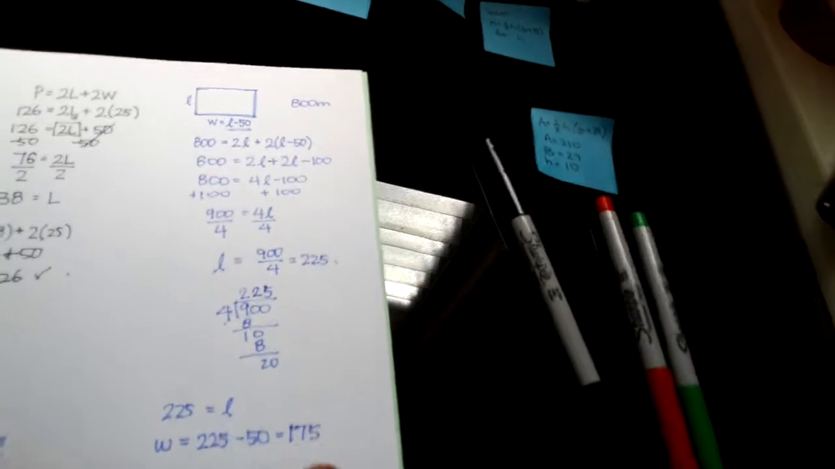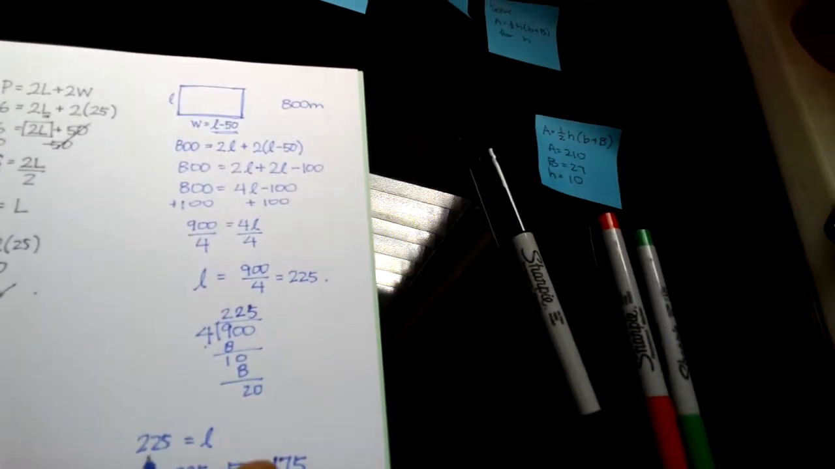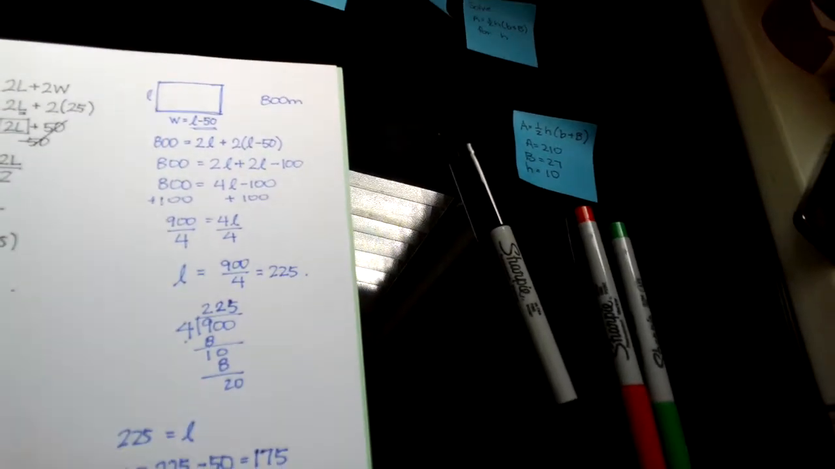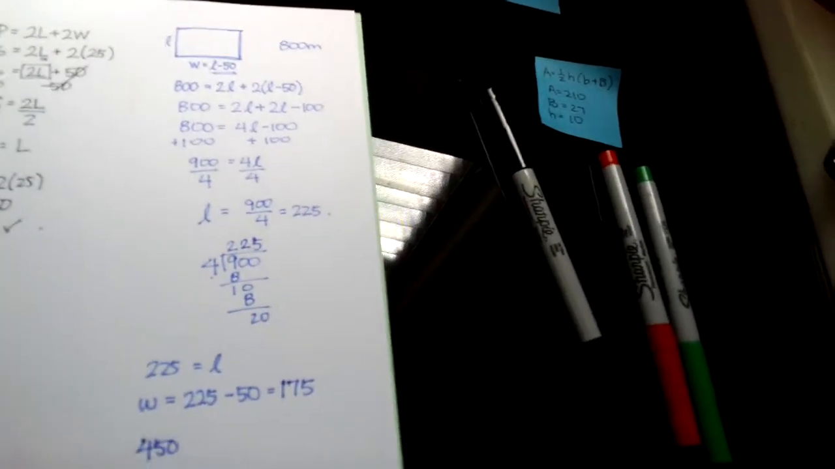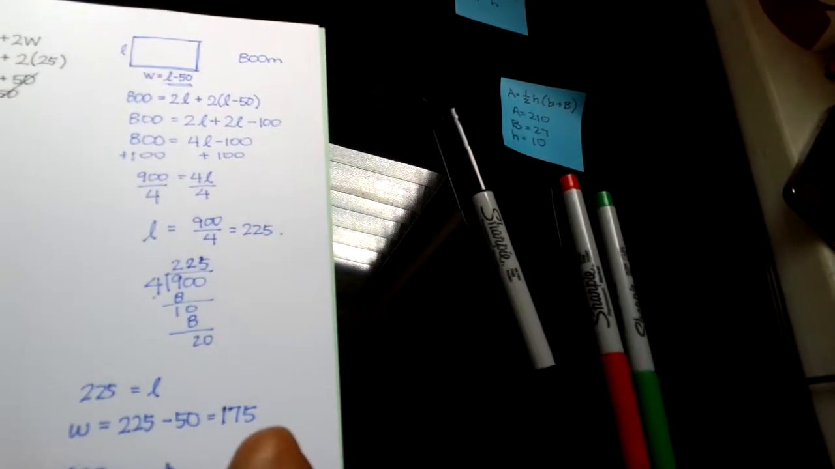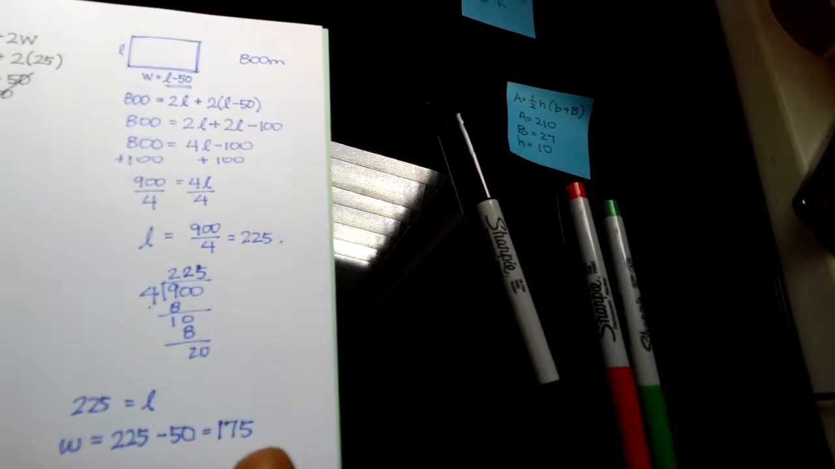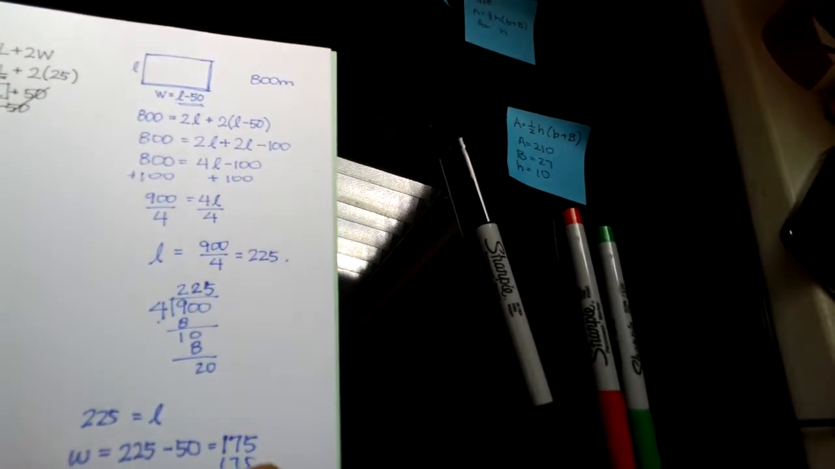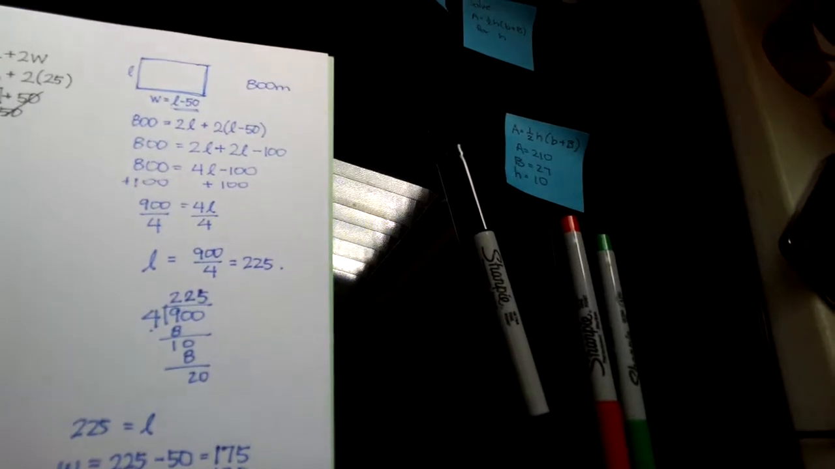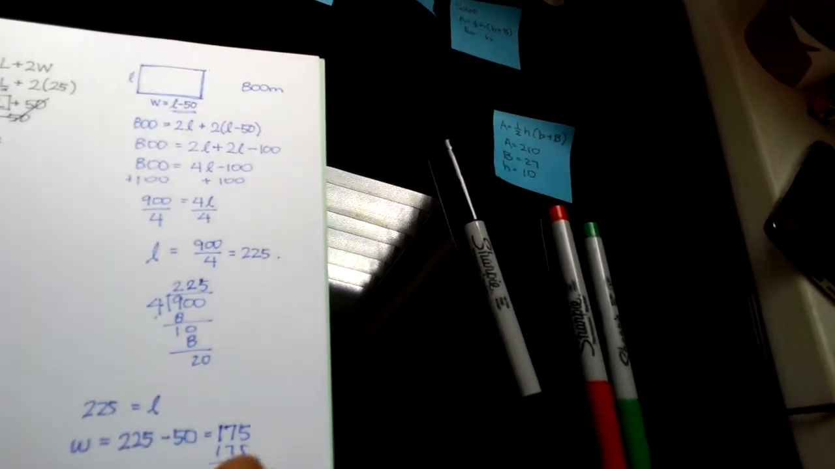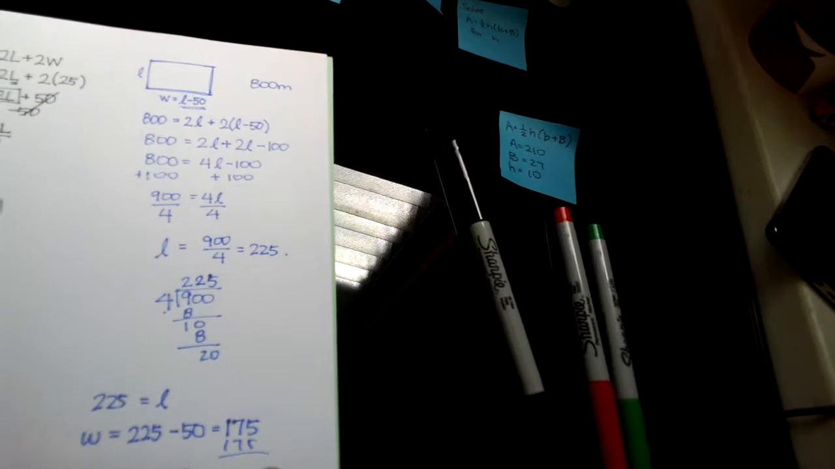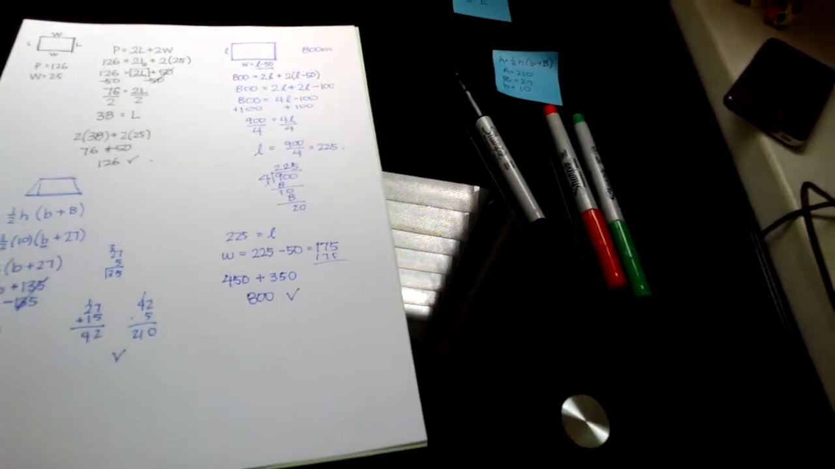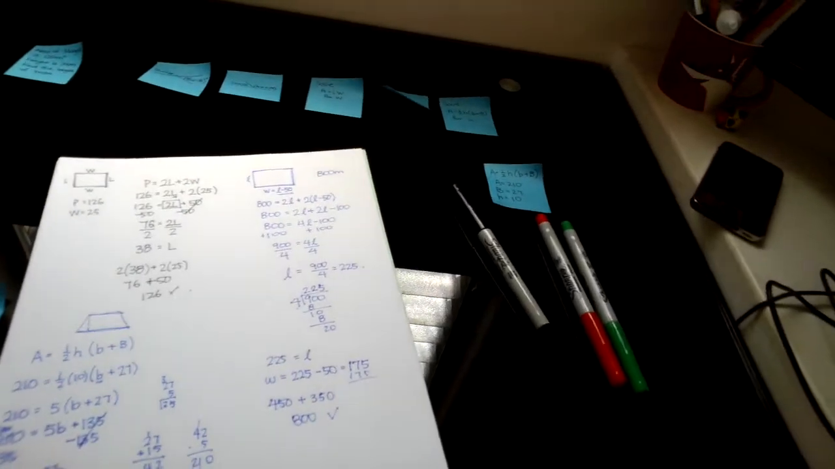Okay, so if we want to check, we need to double 225, so it's 450. And we need to double 175, so that is 350. So when we add these two together, we get 800. So we know that we did that correctly. Okay, so that's the next example.